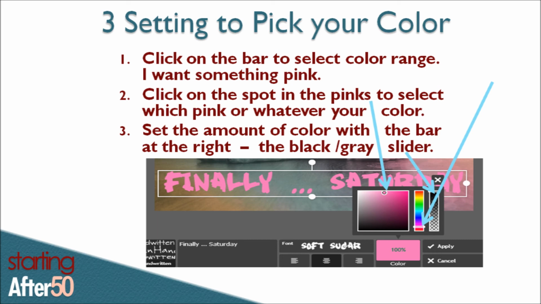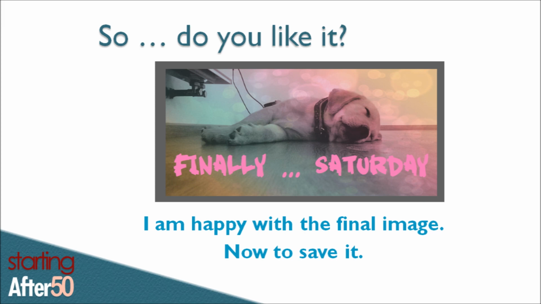I'm going to point out that there's 3 important settings when you pick your color. You need to click on the sidebar to choose the color range, whether you want blue, green, or in my case I chose pink. Then you can choose the little dot that shows up in the bigger box and choose which pink you want, and then select the amount of color that you want on the gray and black sliders to whether you want it solid pink or partially pink. Play with it. Once you have it all figured it out, hit apply once more.